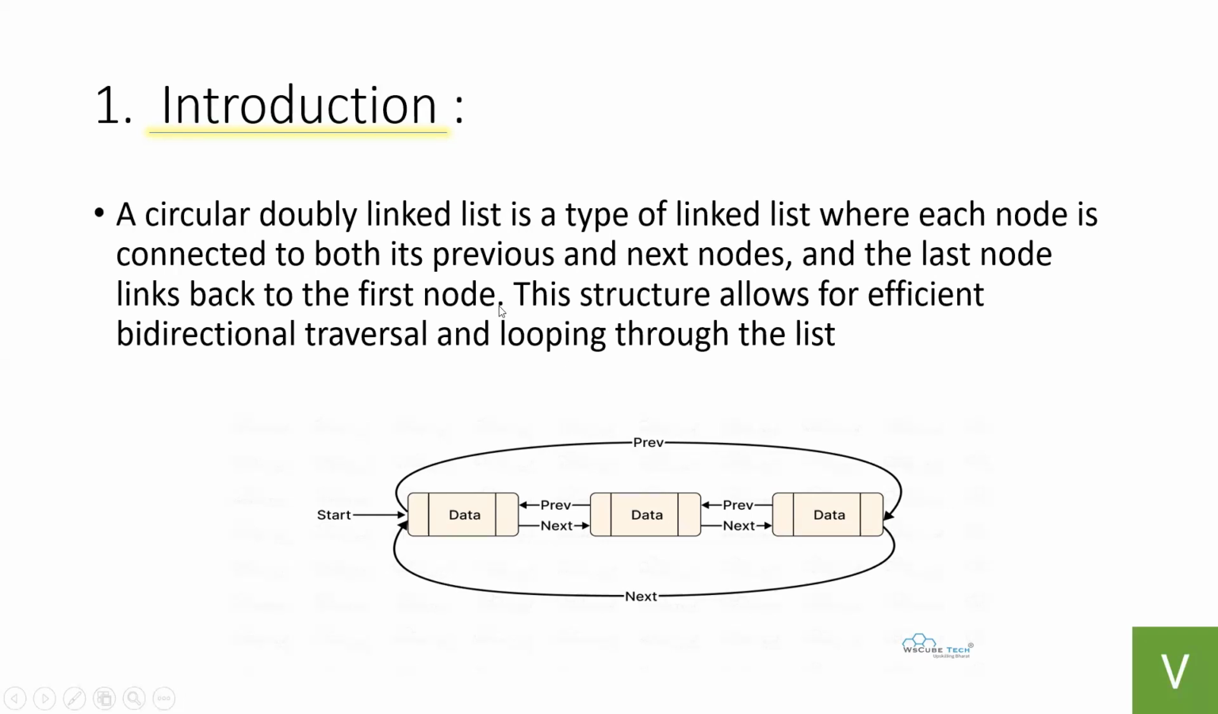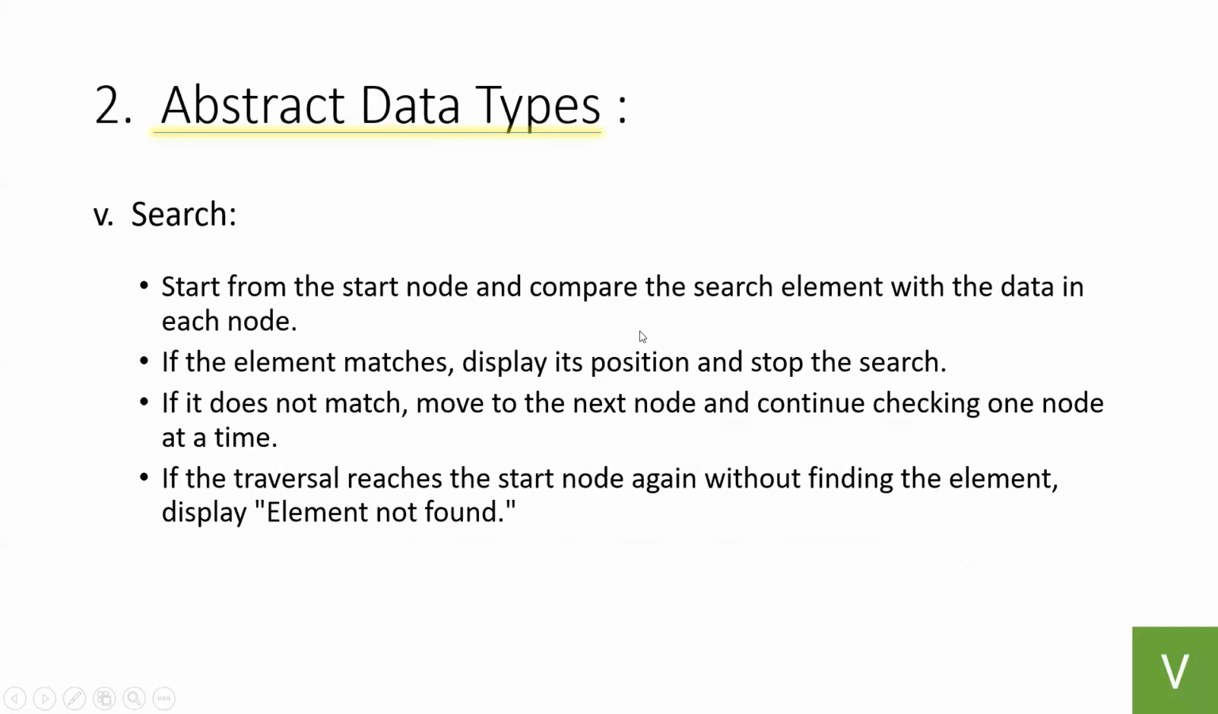Now let us look at the definition of the double circular linked list. A circular doubly linked list is a type of linked list where each node is connected to both its previous and next nodes, and the last node links back to the first node. This structure allows for efficient bidirectional traversal and looping through the list. Now let us look at the abstract data types. In previous videos, I already discussed create, display, insert, and delete. In this video, I'm going to show how searching works in a double circular linked list.